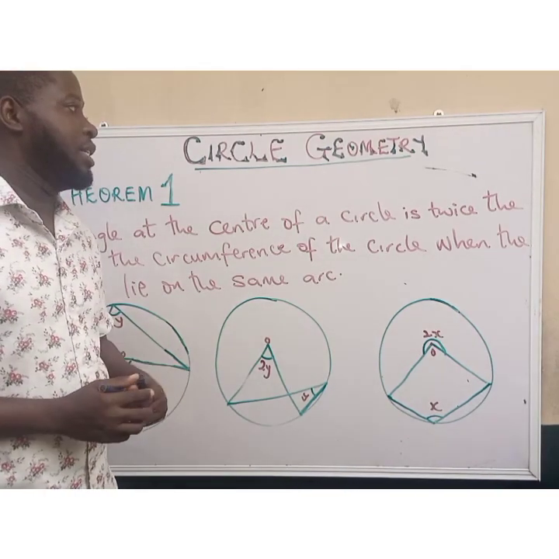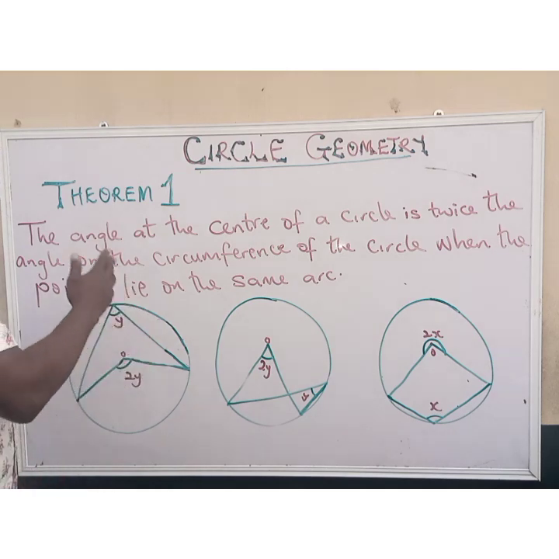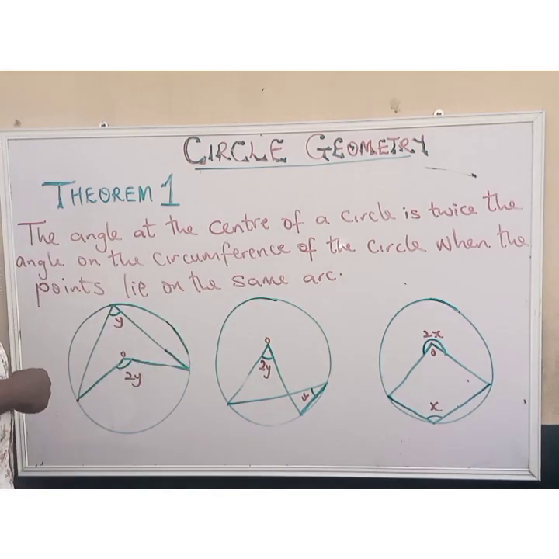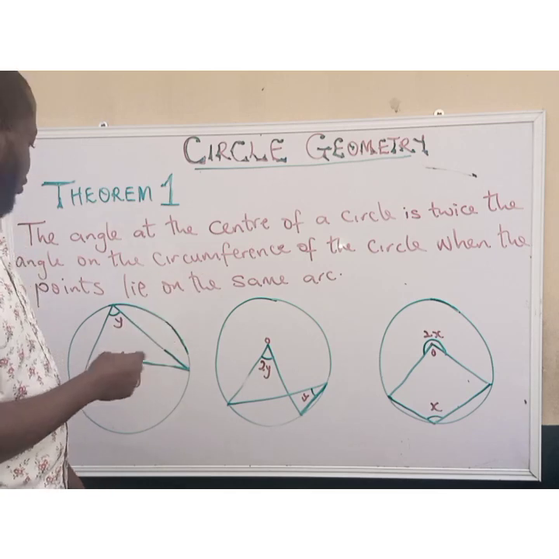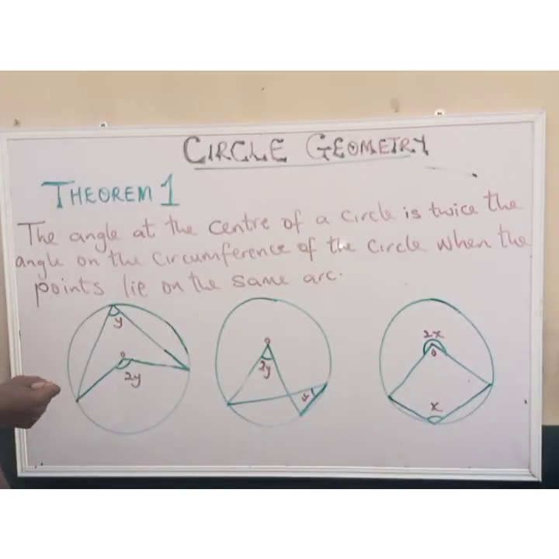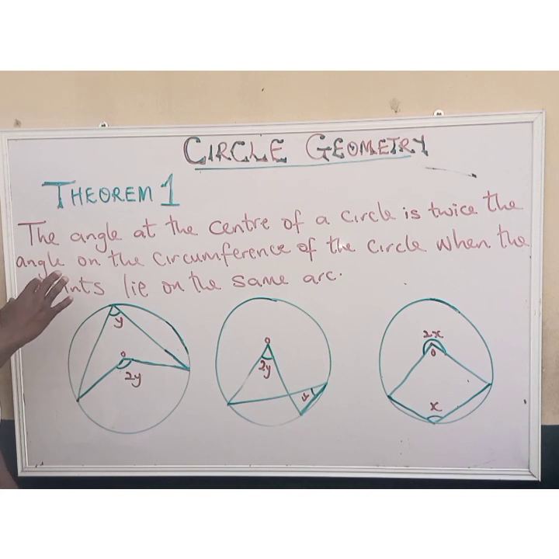In today's class, we shall be looking at circle geometry and we will be looking at the first theorem. Theorem 1 says the angle at the center of a circle is twice the angle on the circumference of the circle when the points lie on the same arc. So we have three illustrations here. So I'm going to use this illustration to explain the theorem.